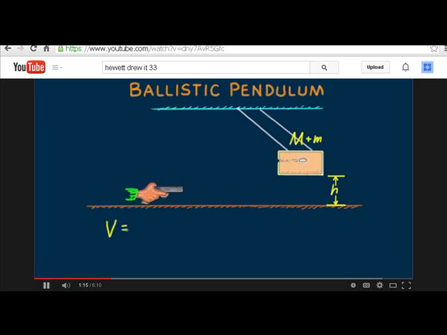Velocity is high. V equals what? Can we say the kinetic energy of the bullet, which contains the V we're looking for, will equal the potential energy to which the block is raised? If so, that would be simple, and we could say kinetic energy of the bullet equals potential energy of the block.